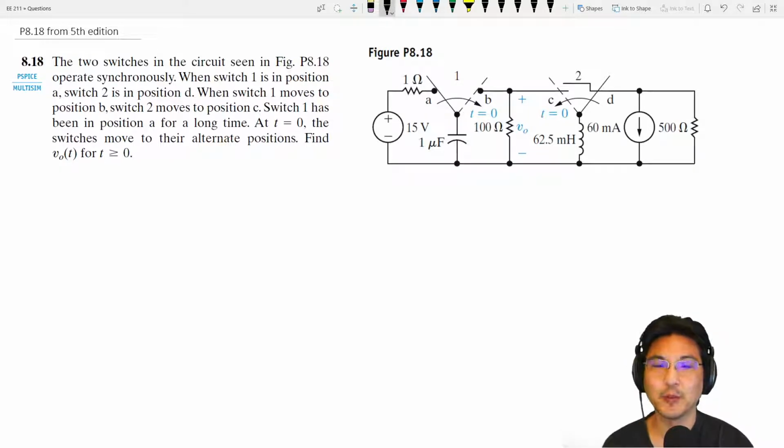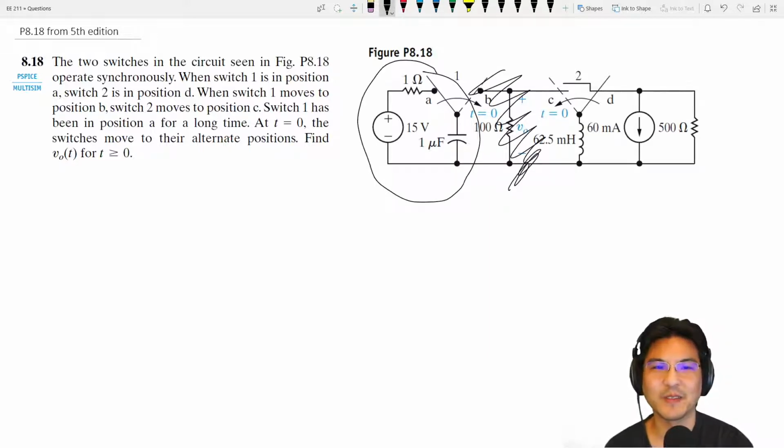Okay, so we have two switches, and if you think about it, when this switch is in position A, and this switch over here is in position D, this end of the resistor is not plugged into anything, right? It's just floating. So you can basically just ignore this resistor for now. So we basically just have two circuits like this over here and over here. Okay, so what's going on with those two?